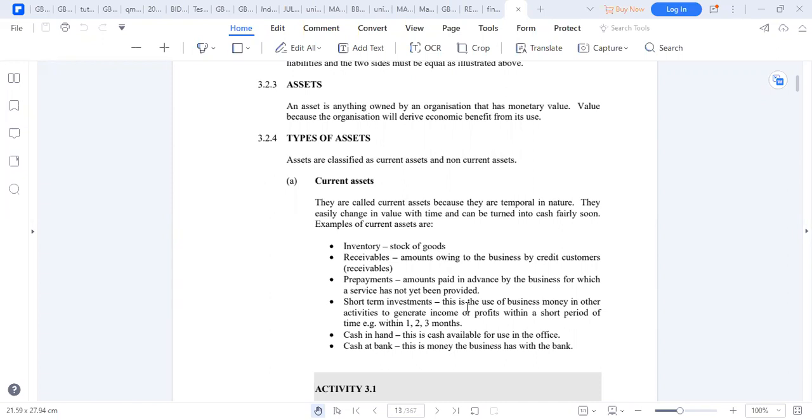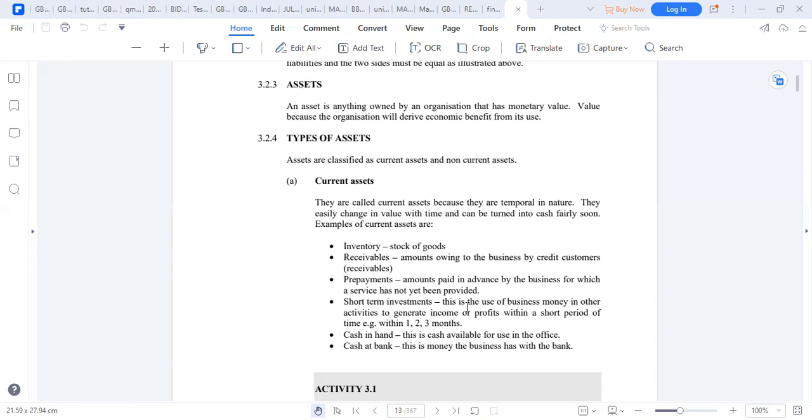We talked about receivables. These are called debtors. These are amounts owing to the business by credit customers. We know businesses engage in a lot of credit transactions. So that is our money. And finally, we spoke about inventory, which means the stock of goods meant for sale.